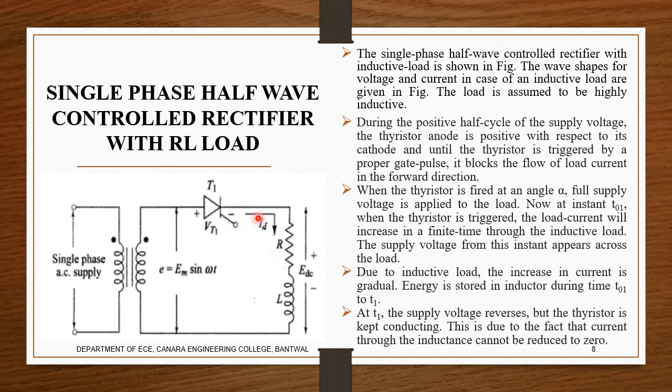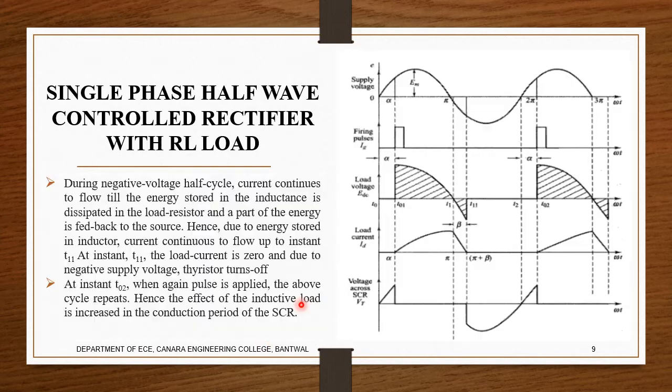the load current will increase gradually through the inductive load. The supply voltage from this instant applies across the load. Due to the inductive load, the increase in the current is gradual. The energy is stored in the inductor during the time interval t0. At T1, the supply voltage reverses, but the thyristor keeps conducting. This is due to the fact that current through the inductor cannot be reduced to zero instantly. So that's the use of this inductor. You can see it here in the graph.